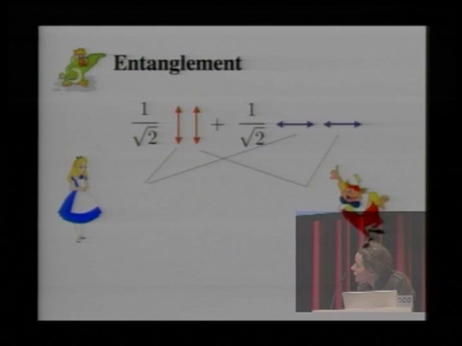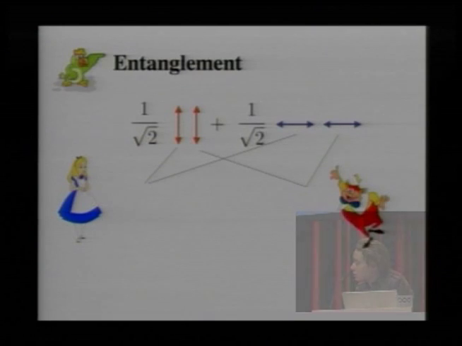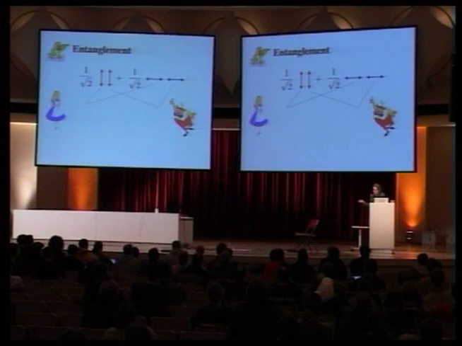So I'm going to use two players now, Alice and Bob, and they share a state, which means that they both have a qubit. You can think of this as some photon that they hold in their hand. And these two photons are in a certain state called an entangled state, which means that they're correlated in this way. Now, what does this mean?